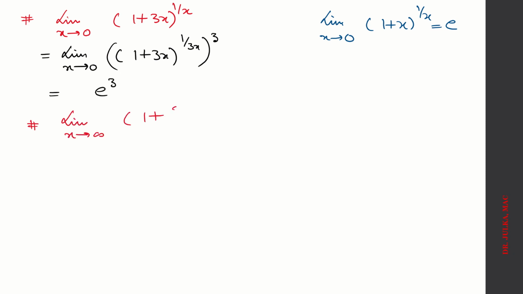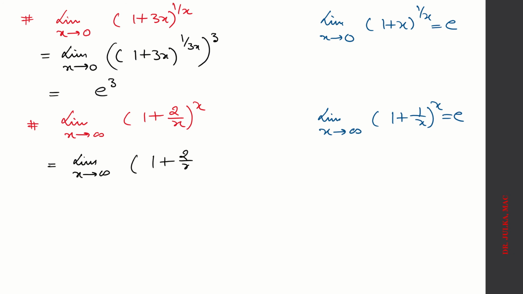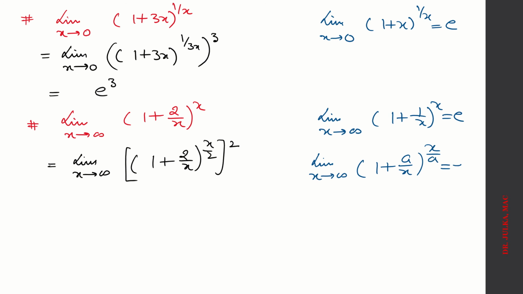Next question, limit x tends to infinity, 1 plus 2 by x whole raised to the power x. We know the formula, limit x tends to infinity, 1 plus 1 by x whole raised to the power x is e. So in this question, we divide the power by 2 and multiply it by 2. And we know this, limit x tends to infinity, 1 plus a upon x whole raised to the power x by a is equal to e. So inside we have e and it is raised to the power 2. So the answer is e raised to the power 2.